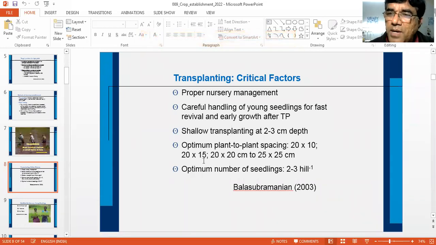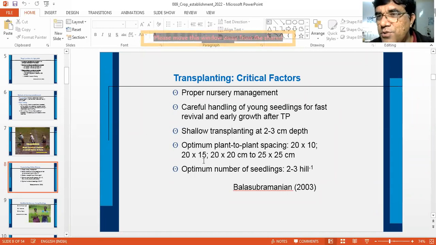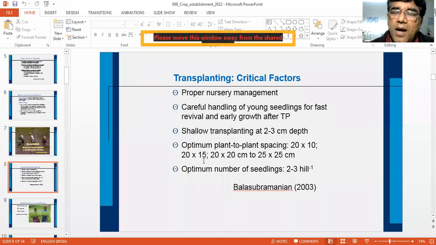So overall, if somebody asks you, you can say in early varieties or varieties where growth is low, you can have 20 by 10 centimeter spacing. In high-yielding varieties, you can have 20 by 15 centimeter. In hybrids also, you can have 20 by 15 centimeter of spacing.